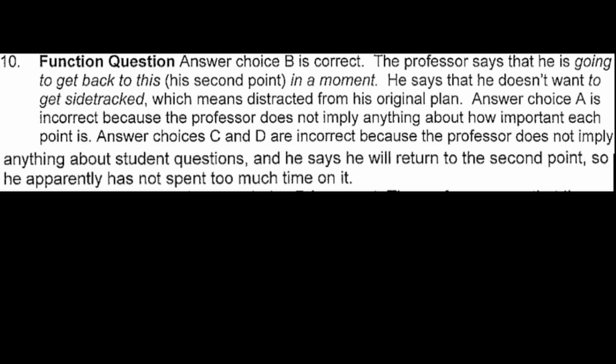Answer choices C and D are incorrect because the professor does not imply anything about student questions, but he says that he will return to the second point, so he apparently has not spent too much time on it. Okay. All right, last one. Maybe my substitute can call on one other person. You think so? Anybody disagree? All right. So, here is the answer to number 11.